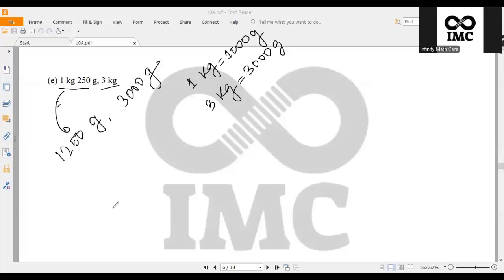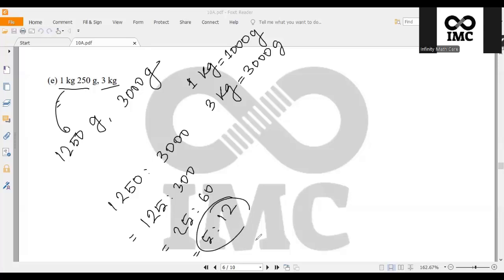Now convert into ratio. 1250 is to 3000. Now divide both by 10. So it will be 125 is to 300. Now divide both by 5. Then 5 2s are 10, then there will be 2, then the remainder is 25. 5 5s are 25. Here 5 6s are 30, 60. Again divide both by 5. 5 5s are 25, 5 12s are 60. So this is the ratio form. And if I want to convert this ratio as a fraction, it will be 5 by 12.